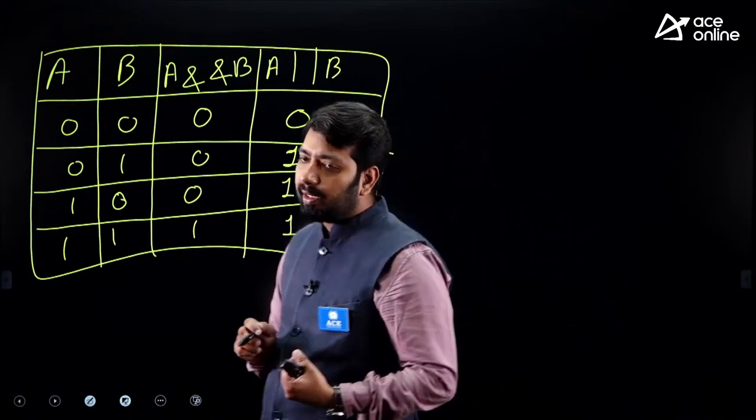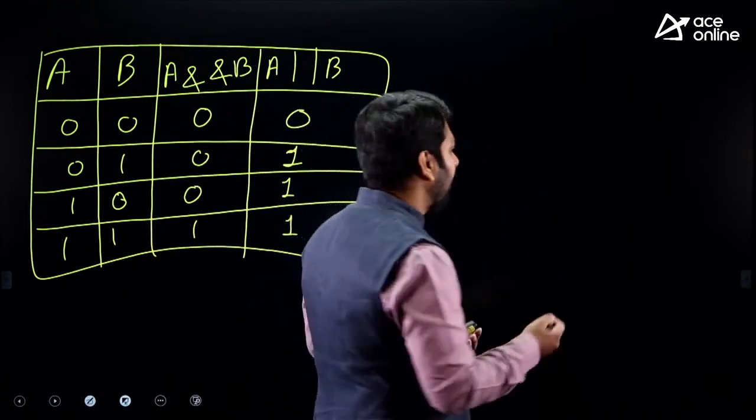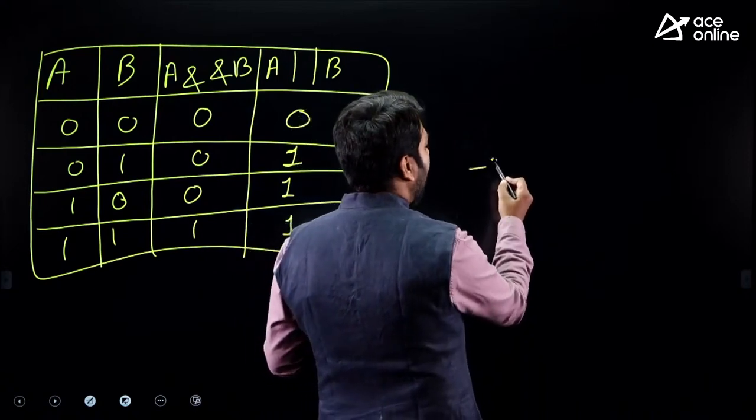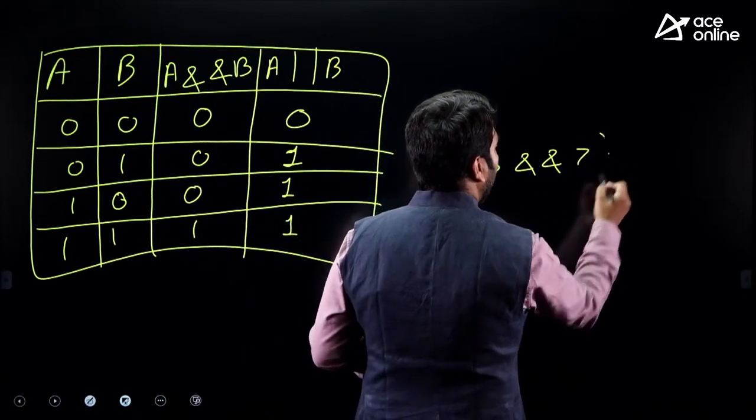Now again you might be thinking, sir, what will happen if instead of 1 we are giving any negative number or any positive number, like -3 and 7. Fine.